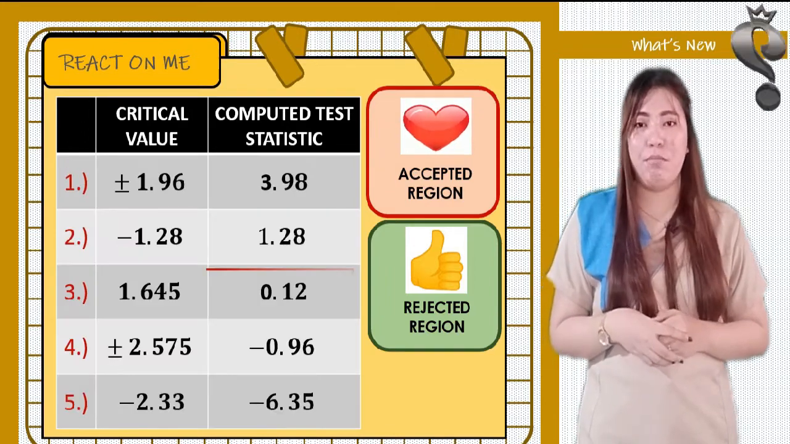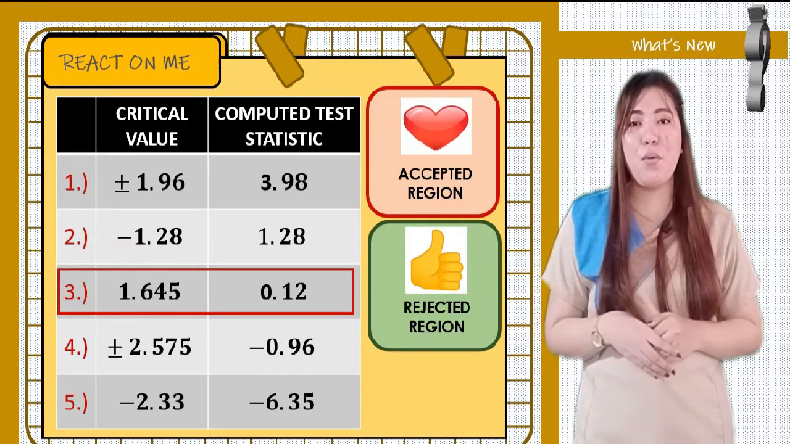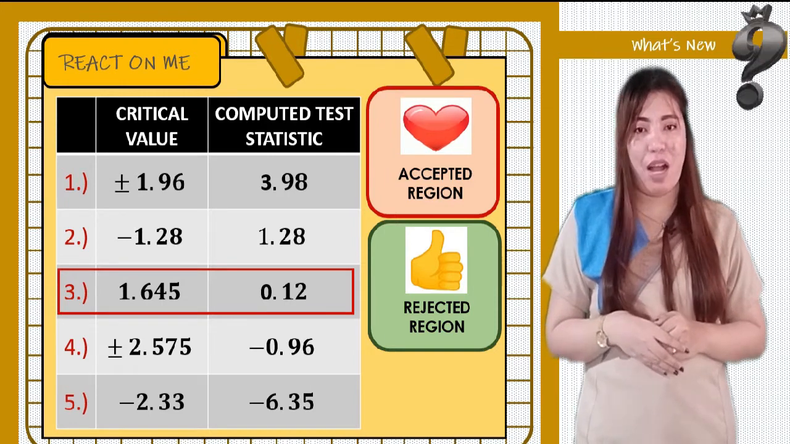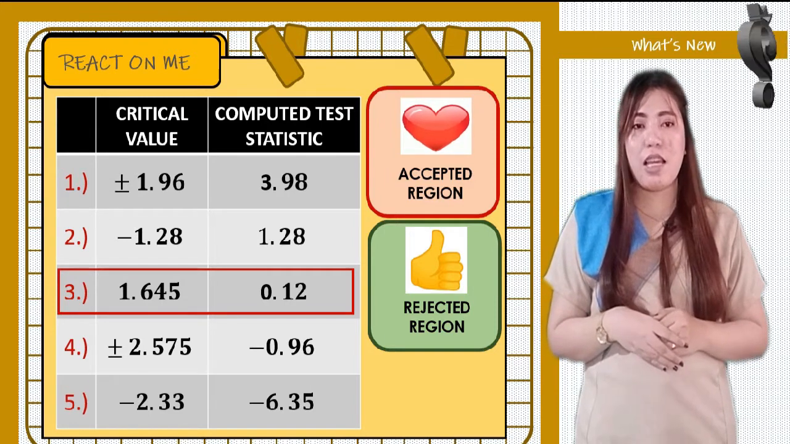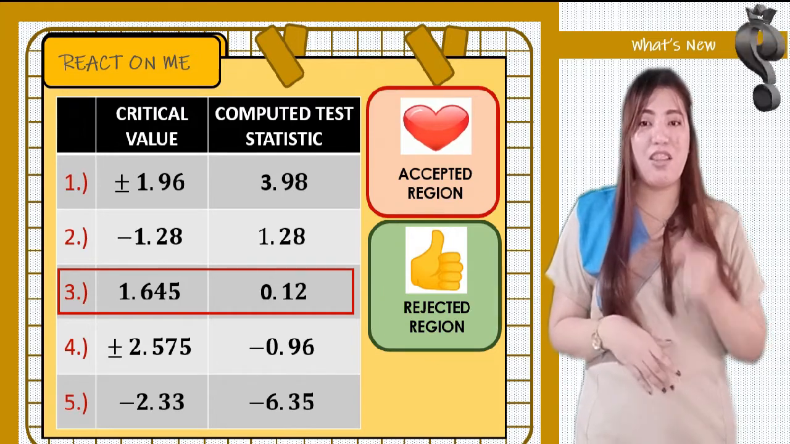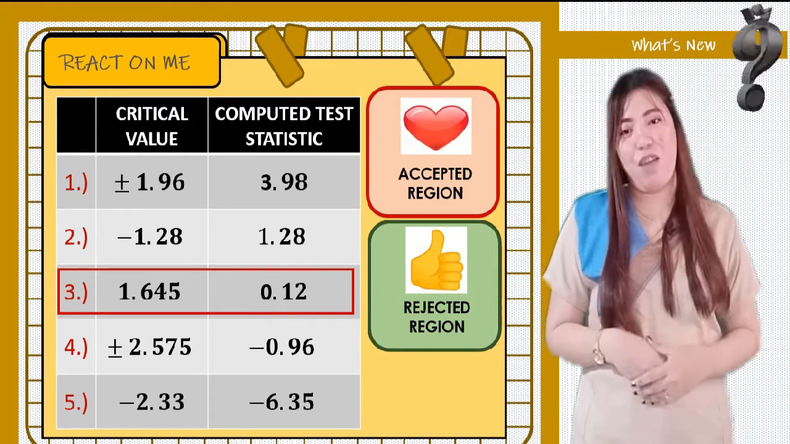Third question. The critical value is 1.645 and the test statistic is 0.12. Is it a heart or a like? 5 seconds.